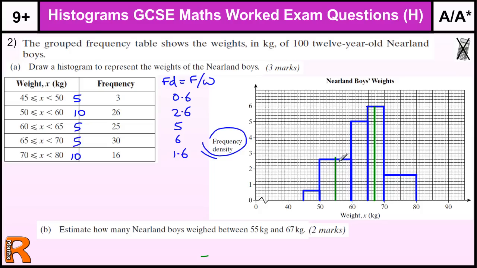So we want to work out how many boys are in this area under here. Remembering the area gives us the frequency. Now we could go through and calculate the number by working out the area of all the squares. Remember, we've not got a calculator, so this might be making life difficult for ourselves.